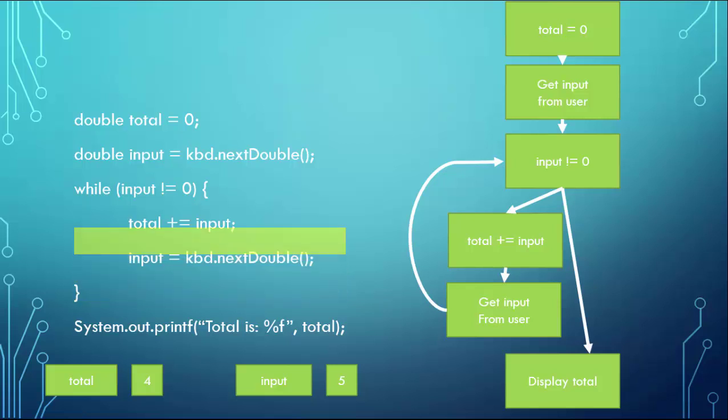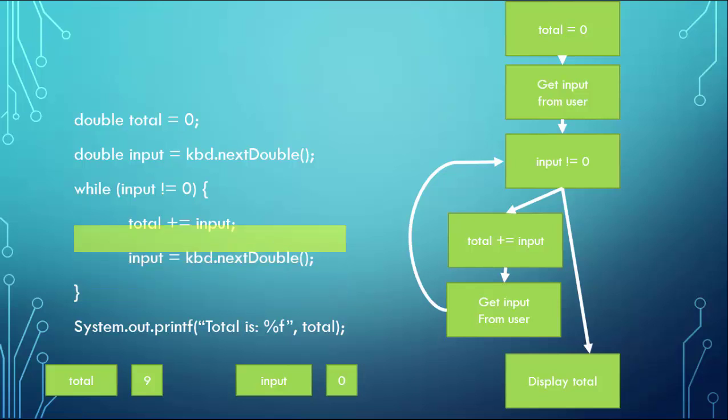We hit the bottom of our loop, so we go back up to the condition. 5 is not equal to 0, so that's true. We continue inside of our loop. We add our input to the total. It's now 9. We get another input from the user. Let's say they type in 0 now.